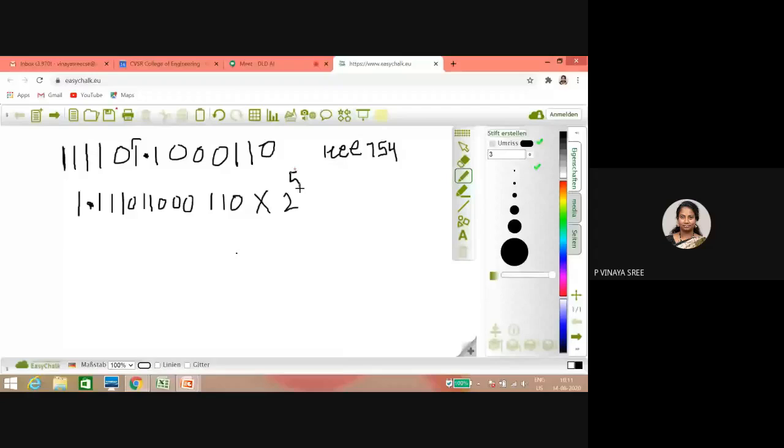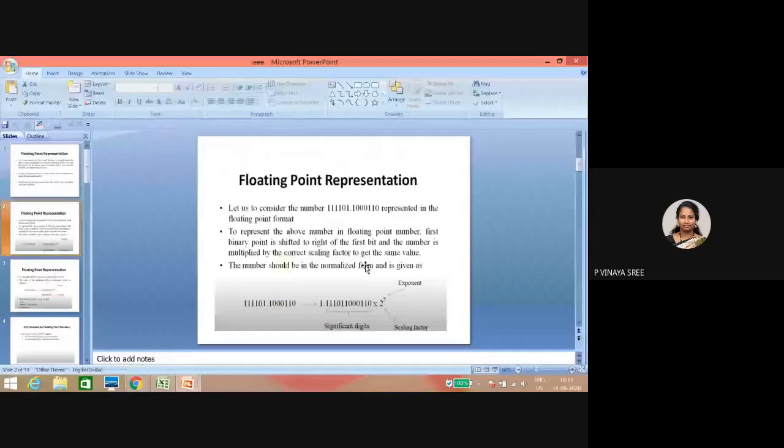So how many did we shift? 1, 2, 3, 4, 5. So we shifted to this position. This is normalization into 2 power 5. How are we getting 5? It is how many positions we shifted to the right side. So those many positions is 5. So this 5 is your exponent, this is your base and this is your digit.